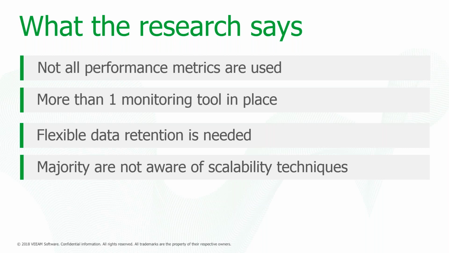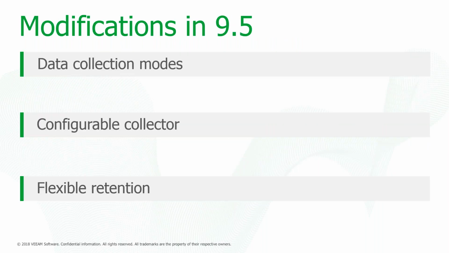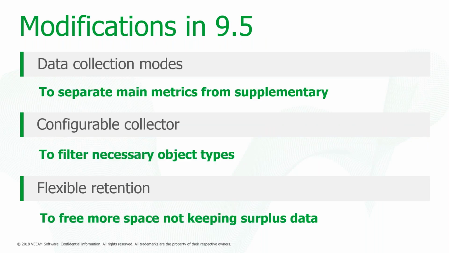So some of the modifications that we've brought to 9.5, we've brought in data collection modes that can be affected and changed. So this really helps to separate out main metrics from supplementary metrics, and it gives you the ability to decide what is important. You also have the ability to configure the collector to filter necessary object types and get rid of the ones that you don't wish to collect.